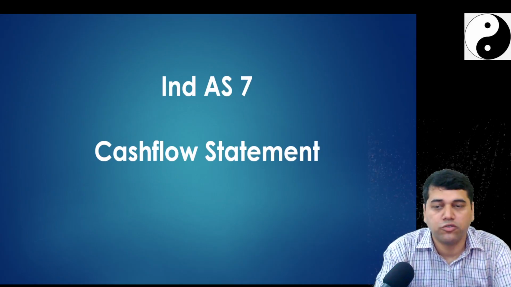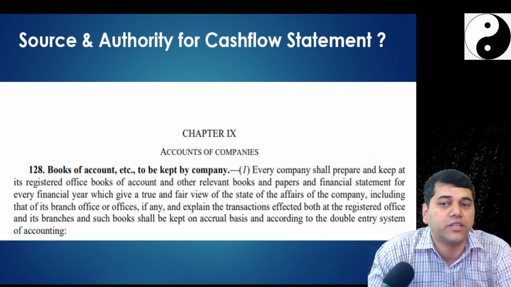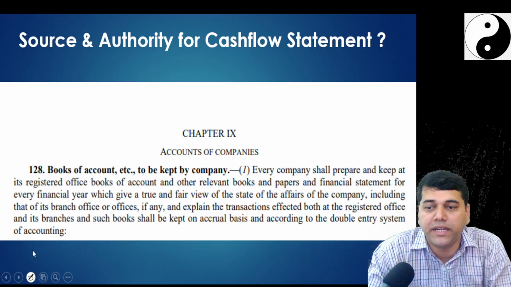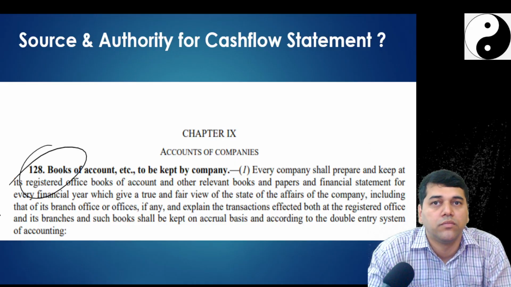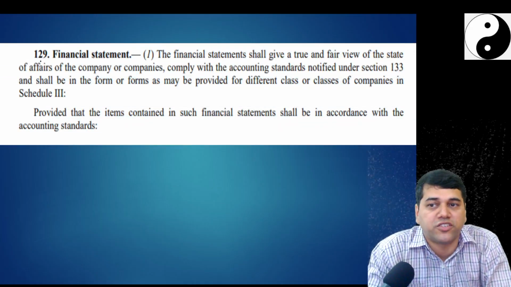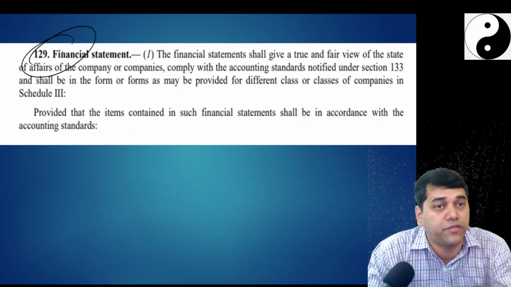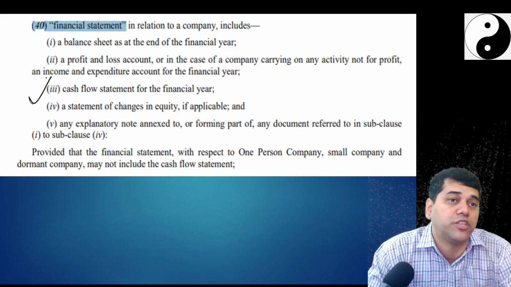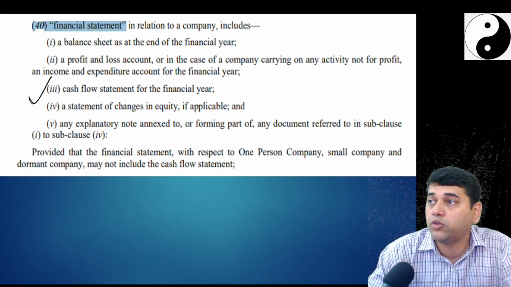Now coming to the cash flow statement, what is the authority for the cash flow? It all starts with Section 128, that you need to maintain the books of accounts. Why? To prepare the financial statement. Now what do you mean by the financial statement? Section 2(40) gives the definition, and one of the items is the cash flow statement, and why we need it: to get a better understanding.